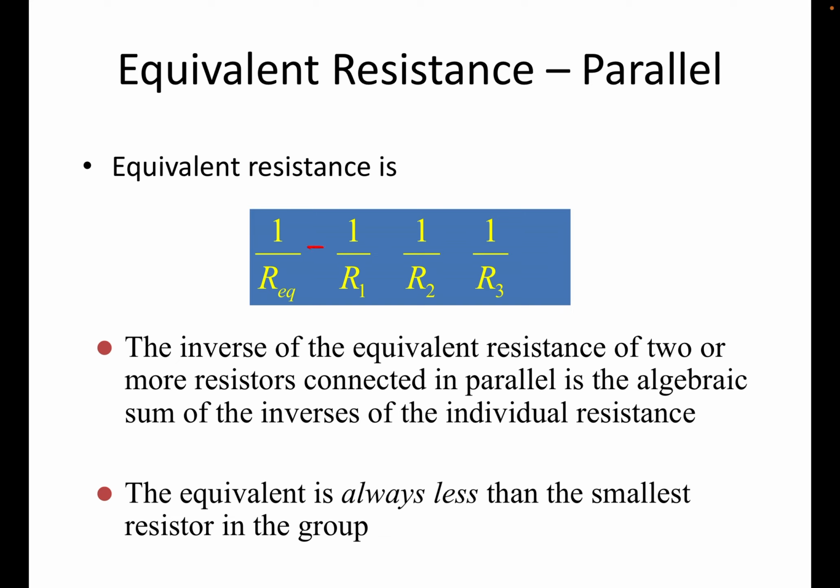If we have more than two in parallel, then we need to use this equation, regardless of how many resistors we have in parallel. So 1 over R equivalent equals the sum of 1 over each individual resistance, summed together. The equivalent resistance is always less than the smallest resistor in the group when they are connected in parallel.